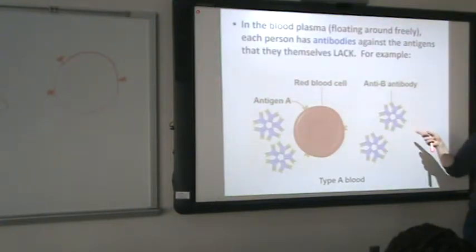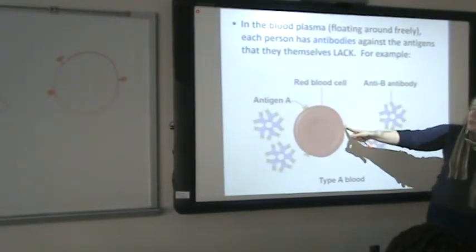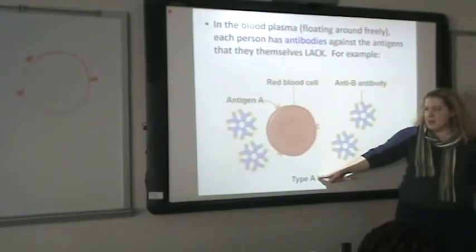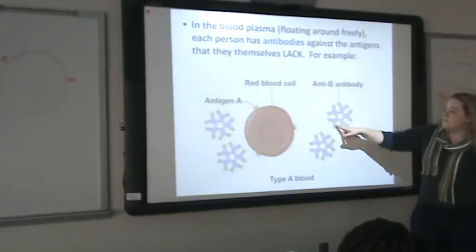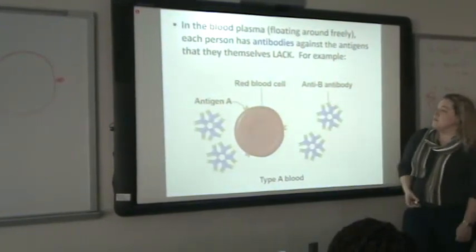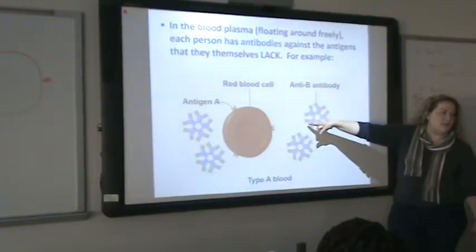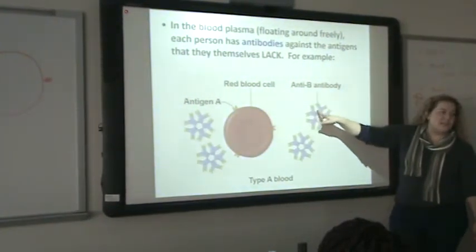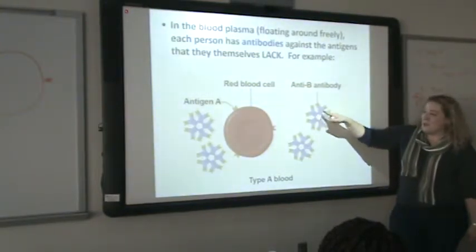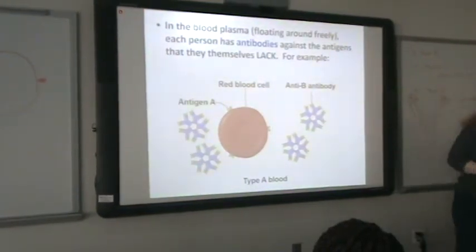The other ones. So if you have antigen A, your blood type A, and you would have B antibody. These don't look like Ys, do they? They're 5 Ys in a ring. That's why it looks like that. It's a super antibody, 5 in a ring.